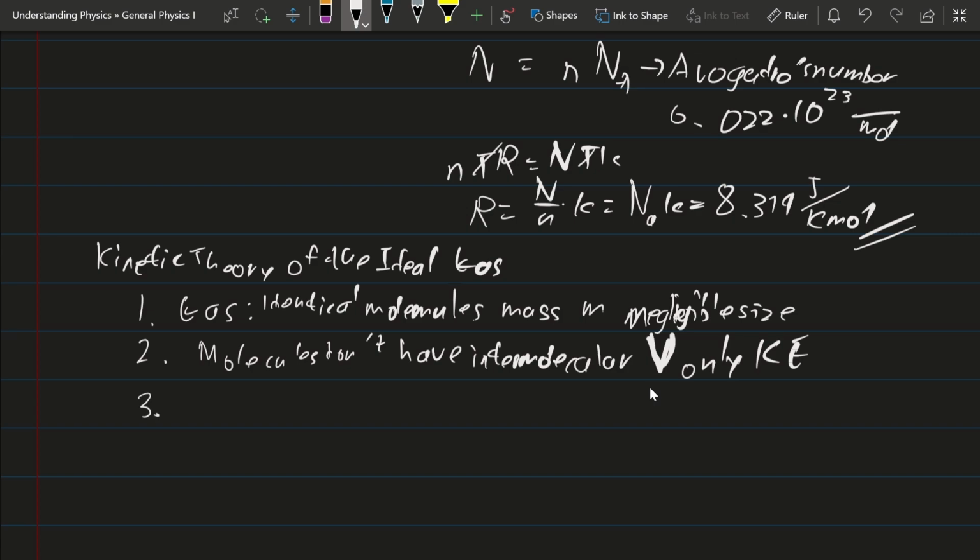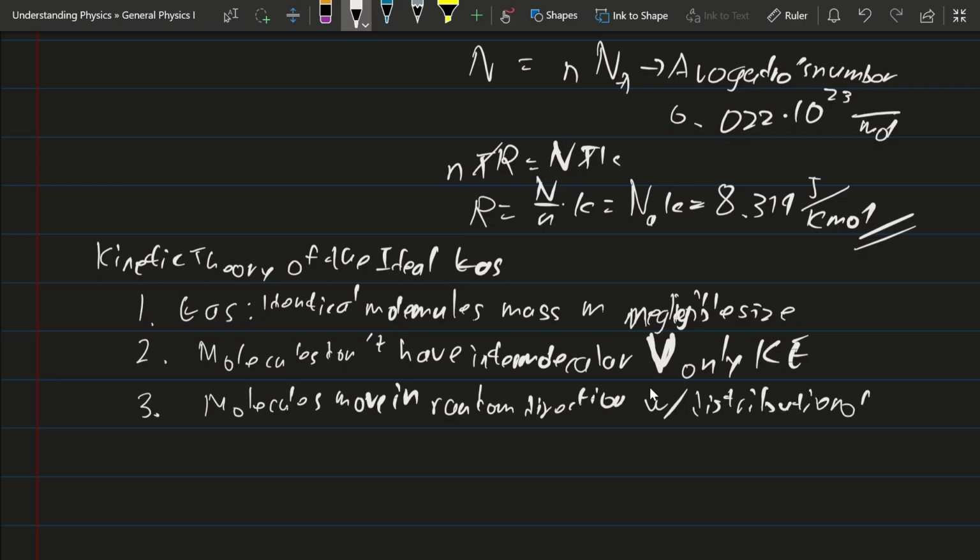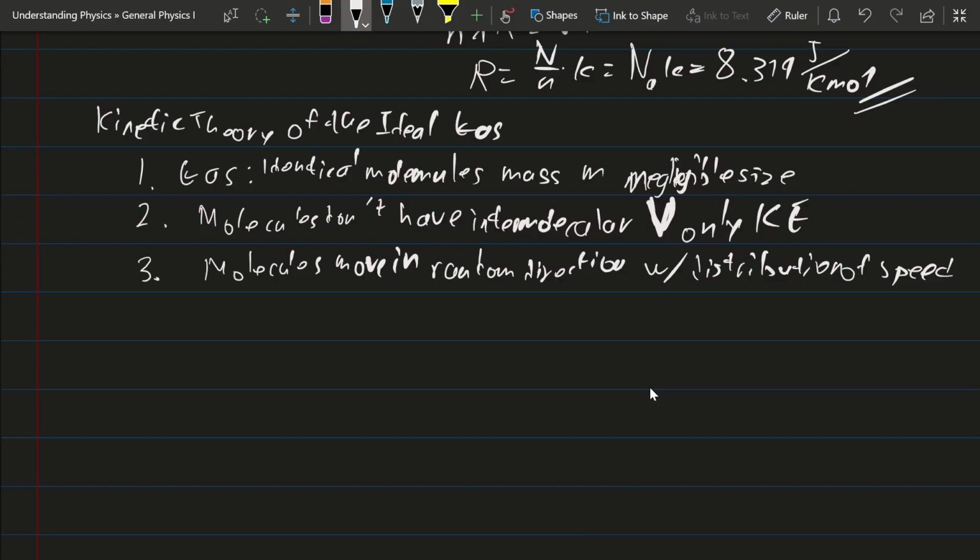The third, the molecules move in random direction with a distribution of speed. So this basically states that the molecule will move in any direction that it wants, but its speed will be controlled by a probability.